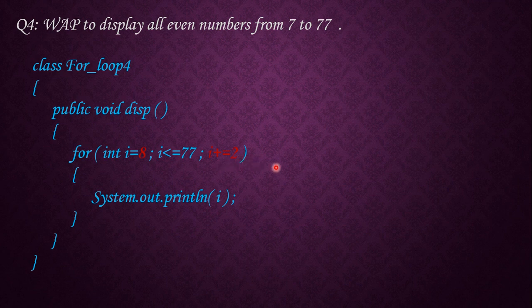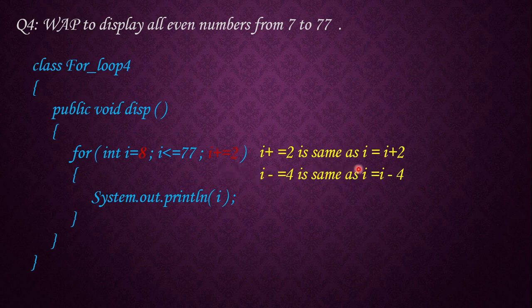I plus equals to 2. What is the meaning of this statement? This statement means that the I value will be increased every time by 2. Okay, so I plus equals to 2 is the same as I equals to I plus 2. In the same manner, if I write I minus equals to 4, what it will do is decrease the value of I by 4 every time. Okay, so you have understood?